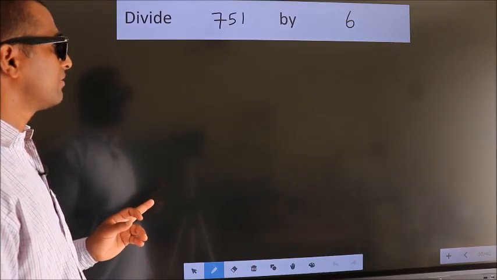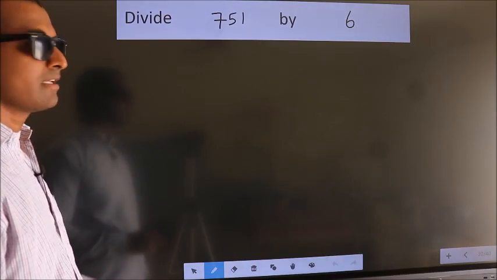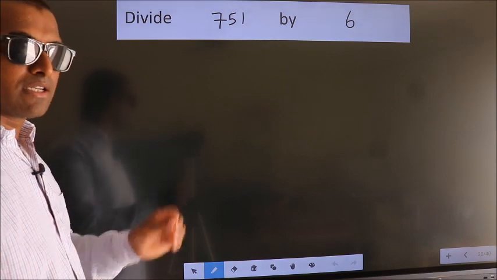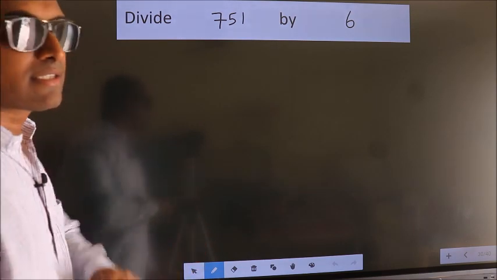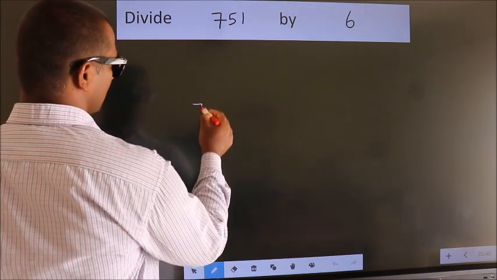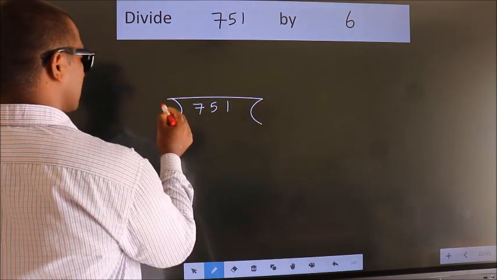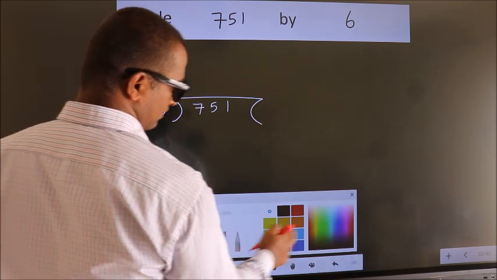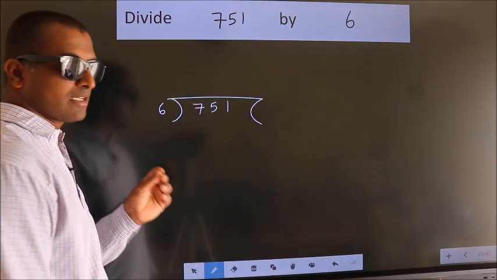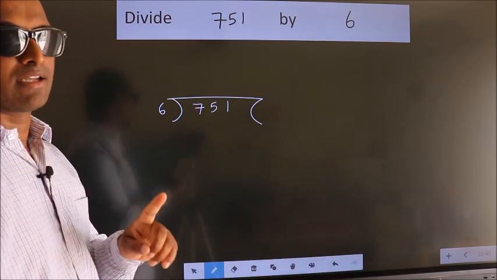Divide 751 by 6. To do this division, we should frame it in this way. 751 here, 6 here. This is your step 1.